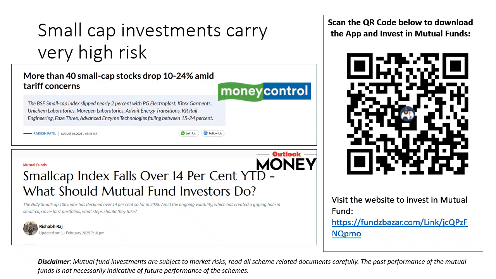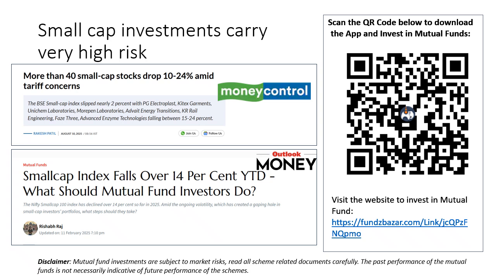So these are some of the headlines from recent times. More than 40 small cap stocks drop 10 to 24% amid tariff concerns, right? Whenever there has been a crash in the market, almost every time the broader market or the headline indices like the Sensex or the Nifty have corrected, say more than 10%, 15%, you will always see small caps correct far more than that, because that's the nature of this space, right?